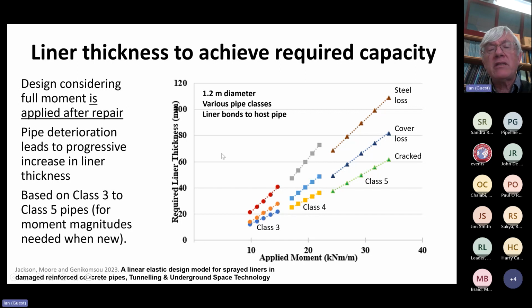And here we show what is the required liner thickness based on the design calculations for these different classes of pipe producing these different levels of moment, applied moment for different conditions. So we've got the cracked condition, the cover loss condition, and the condition where we've got steel loss. And it shows how we have to have greater liner thickness based on further deterioration of that reinforced concrete host pipe. One set of calculations for one particular diameter of reinforced concrete pipe.